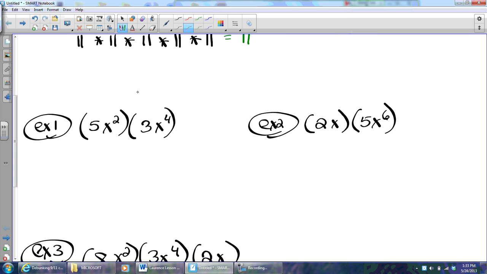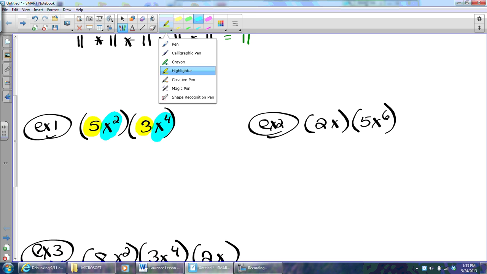Say we're going to have 5x squared times 3x to the fourth. Well, this is super duper simple. First of all, you're going to multiply the coefficients, 5 times 3. Second of all, you're going to multiply the like bases, the x's in this case. So, let's see how that works.